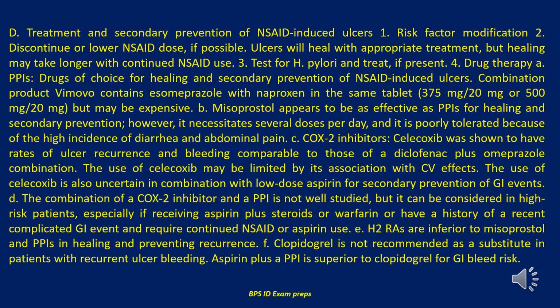3. We should test for Helicobacter pylori and treat, if present. 4. Regarding drug therapy, PPIs are the drugs of choice for healing and secondary prevention of NSAID-induced ulcers. The combination product, marketed as Vimovo, contains esomeprazole with naproxen in the same tablet, 375 mg plus 20 mg or 500 mg plus 20 mg, but may be expensive.